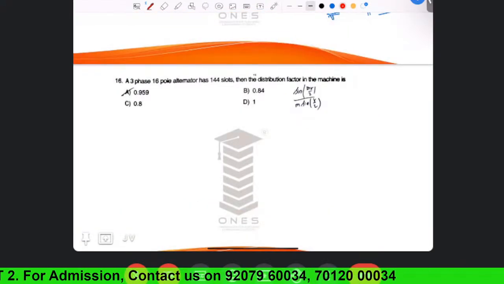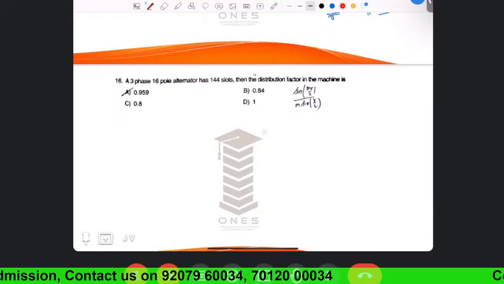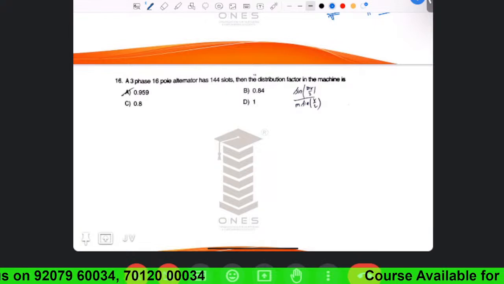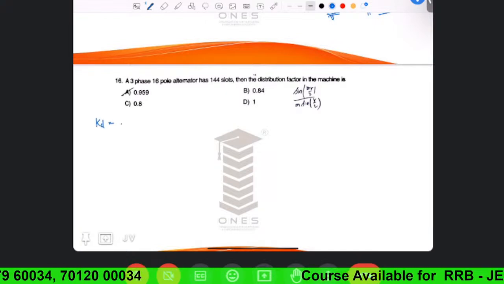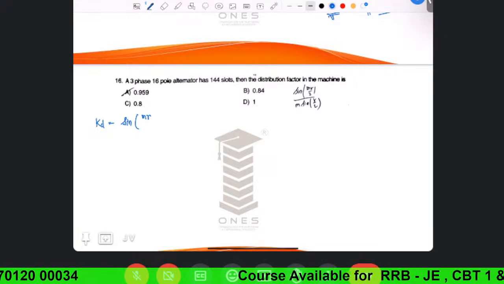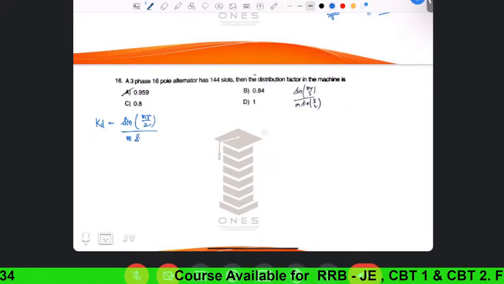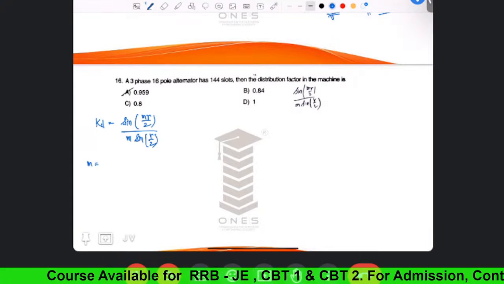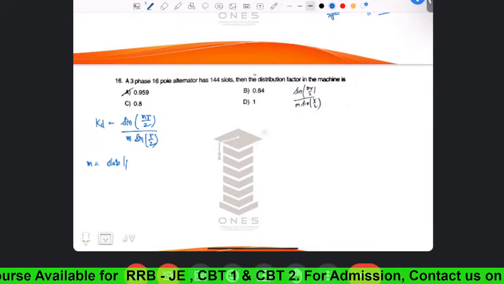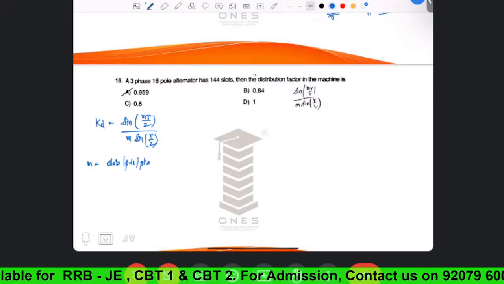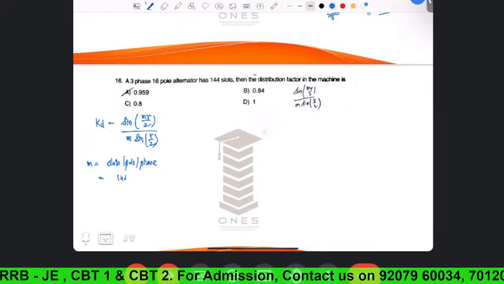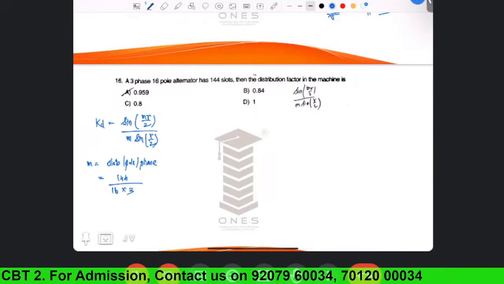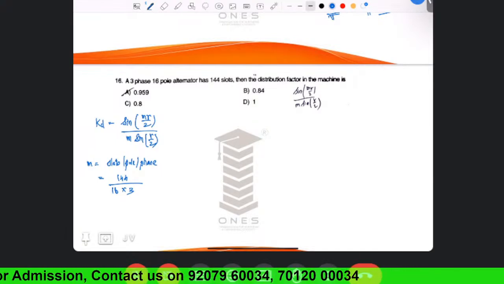Okay, a three-phase 16-pole alternator has 144 slots. Then the distribution factor in the machine is KD. KD is what? Sine M gamma by 2 by M sine gamma by 2. And then M means slots per pole per phase. That is 144 by poles is 16, phase is 3. So 144 by 16 into 3.